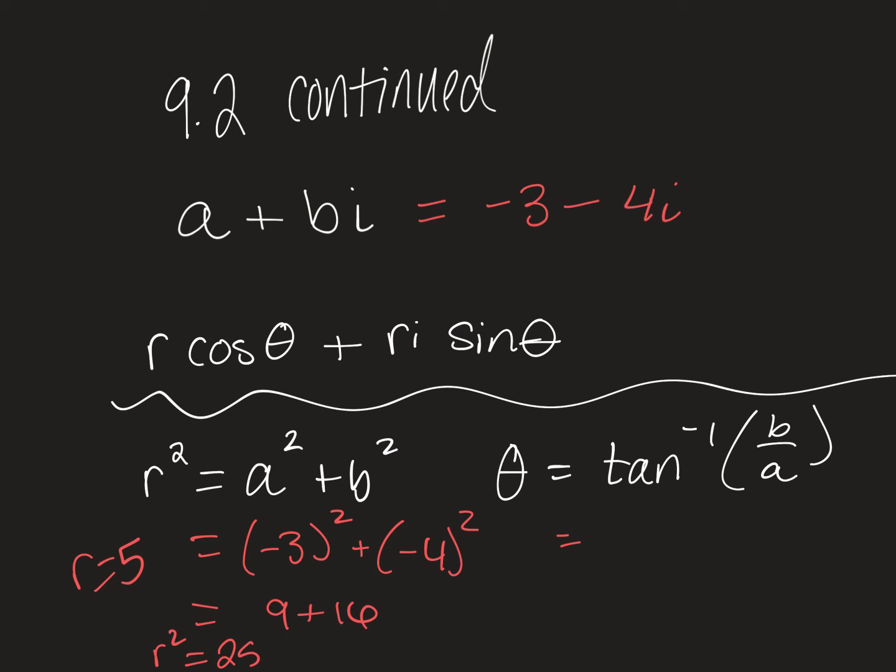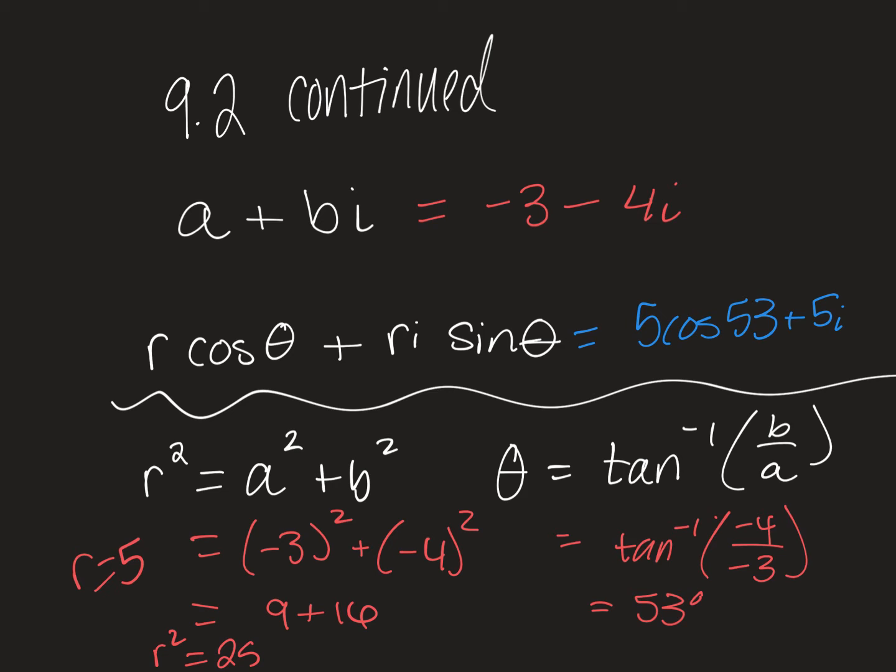Right, then in the calculator, you're going to do inverse tangent of -4 over -3. Right, and so that ends up giving us roughly 53 degrees. So to write this in its trig form, you would do 5 cosine 53 plus 5i sine 53. And that's it. You just have to write it that way. That is all.